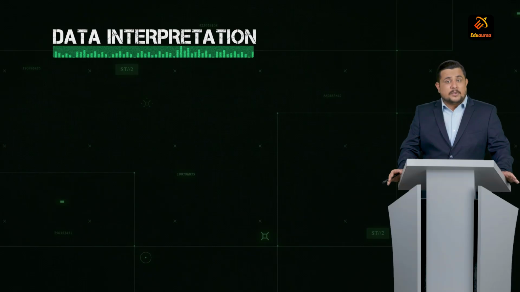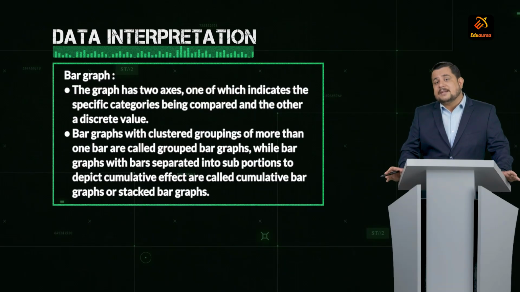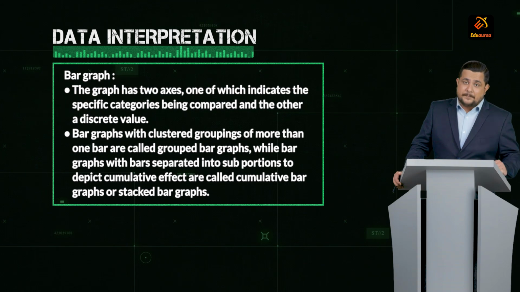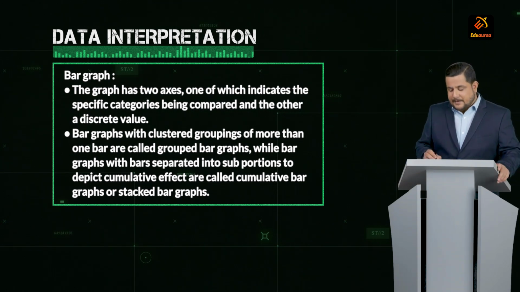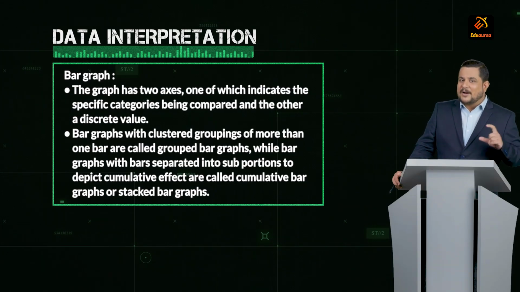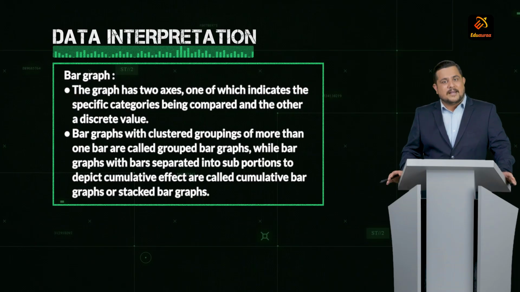Now, as I told you, the graph has two axes, one of which indicates the specific categories being compared, and the other a discrete value. What does it mean? One shows you the category and one will give you the reading. In the previous example, as I mentioned, 2002, 2003, that is the category of years. And the other axis is giving you the reading, the values which you have to take. So I hope you understood now how we have to take out the value.